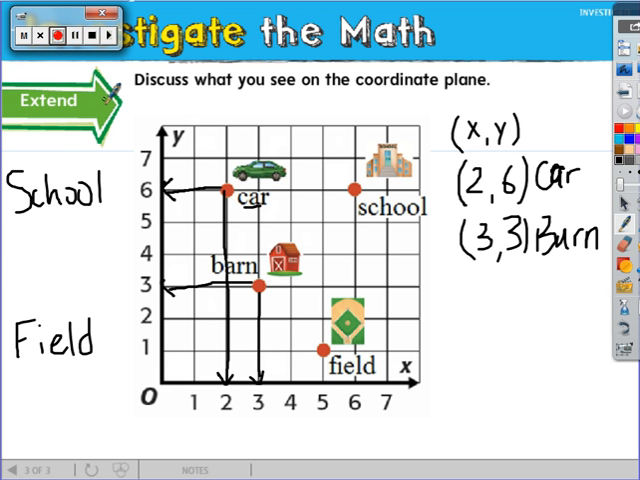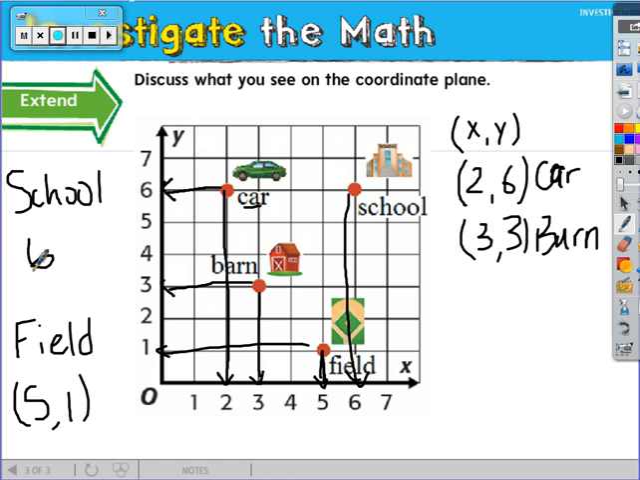All right. So we have to go x coordinate first. So we're going to find the field. X coordinate is straight down for the field. It's 5. Then we go to the left. It's 1. School, straight down. It's 6. Then we go to the left. It's 6. So there you go. All right.